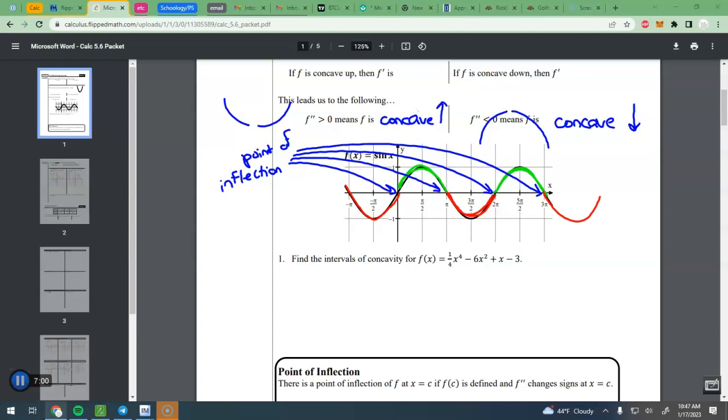What's up? The green is concave down, right? The green is concave down. And the red's concave up. Good? I just wanted to check. Yeah, totally.